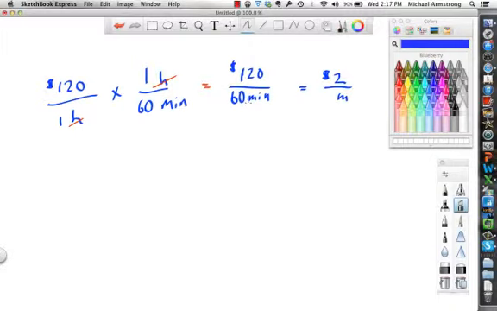What happens if I want to go the other direction? Say I really got a good education, a really good job, and I make $3 a minute.